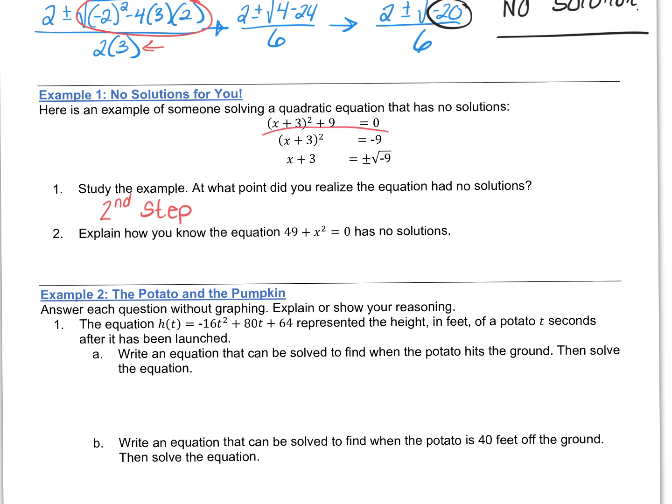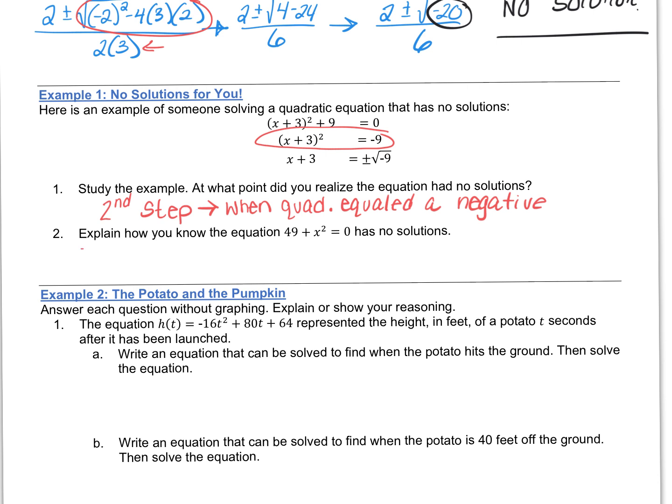Right here, once I saw that they subtracted 9, once the quadratic equaled a negative, we know at that point we would have to square root, right? So that just reinforces the idea here that, hey, I cannot square root a negative, and therefore there's no solution, just like our warm-up. And same with number 2, explain how you know that the following equation has no solutions.